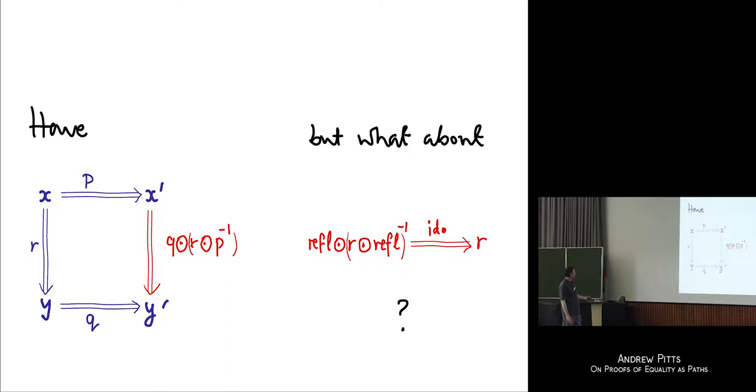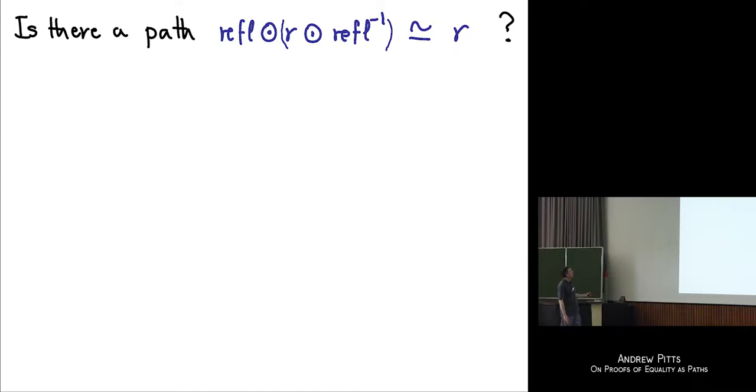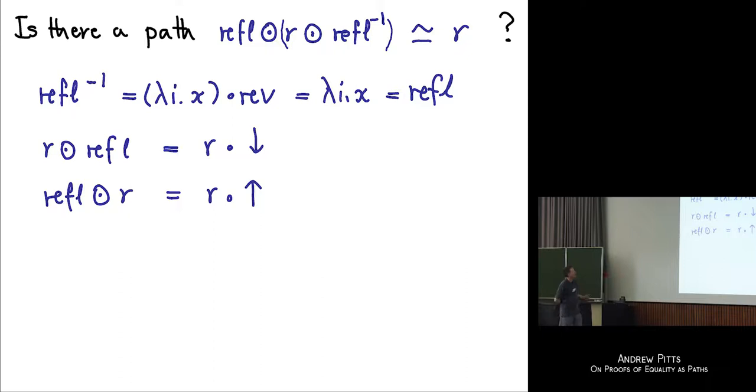The question is, do we have the fourth axiom in this case? What I'm asking is, is there a path from the reverse of REFL composed with R, composed with REFL, back to R? Well, if you do the calculations, it all works out really rather nicely, because the inverse of REFL, so that's the reverse composed with the constantly X path, is just constantly X. So reverse of REFL literally is REFL.